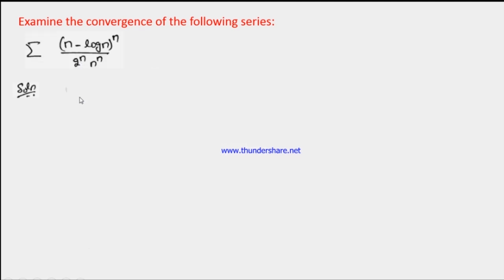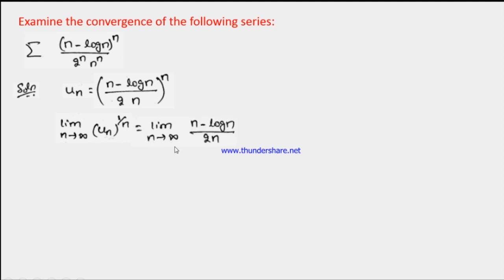Here u_n is given by ((n − log n) divided by 2n) whole power n. It is once again in the form f(n) power g(n). So apply Cauchy's root test. With that we will get limit n tends to infinity (n − log n) divided by 2n. 1 by 2 is constant. I will just take it out and I will write n by n is 1 minus log n by n.